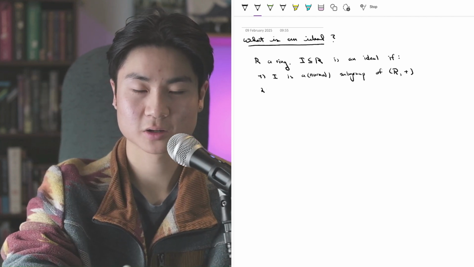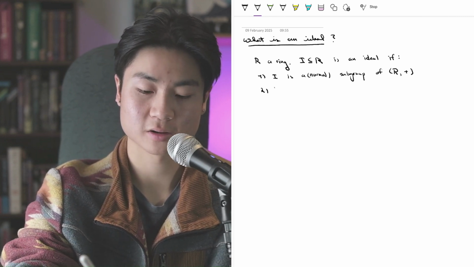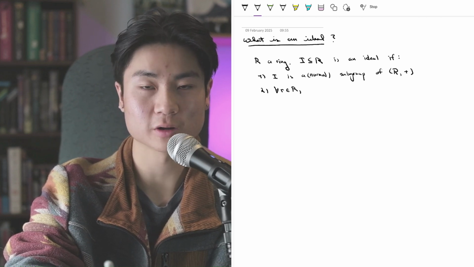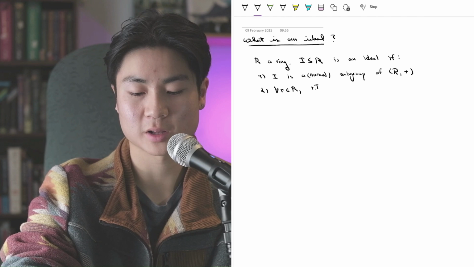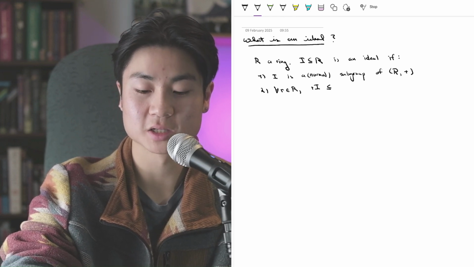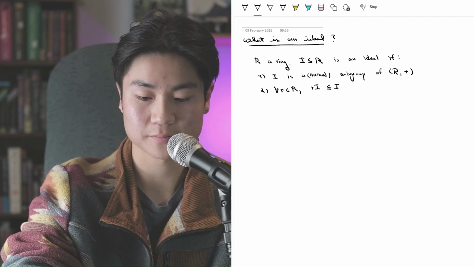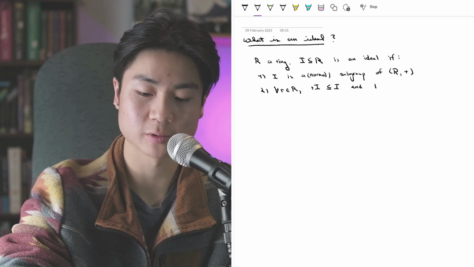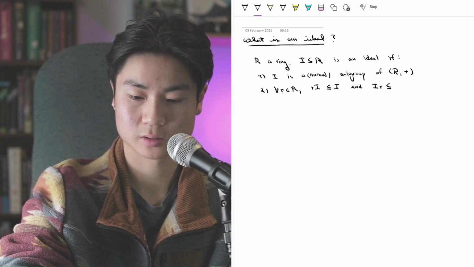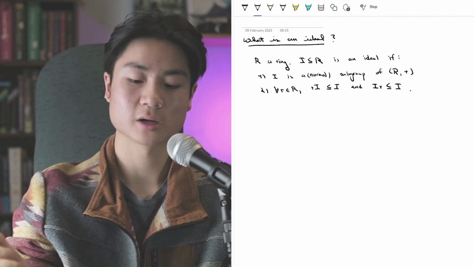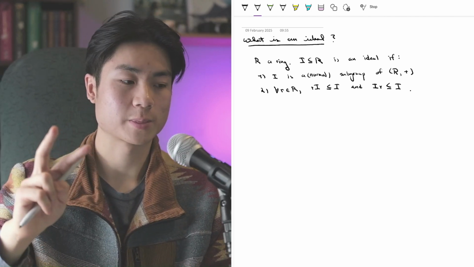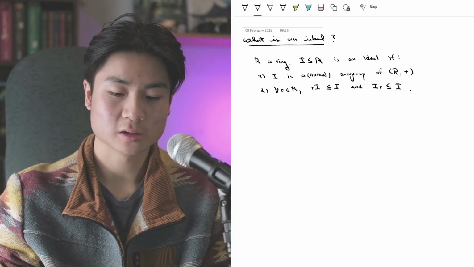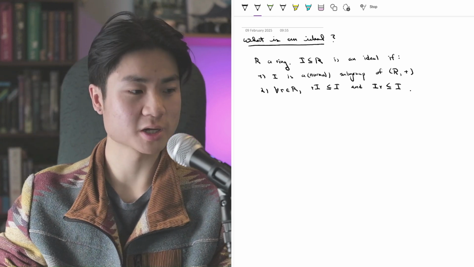The second criterion is that for every element R of our ring, if we take that element and we multiply it by I, this set is entirely contained within I. Likewise, if we multiply on the other side, on the right, the set is also entirely contained within I. And so these two criteria are basically what define an ideal. And well, okay, so where does the first one come from and where does the second one come from?